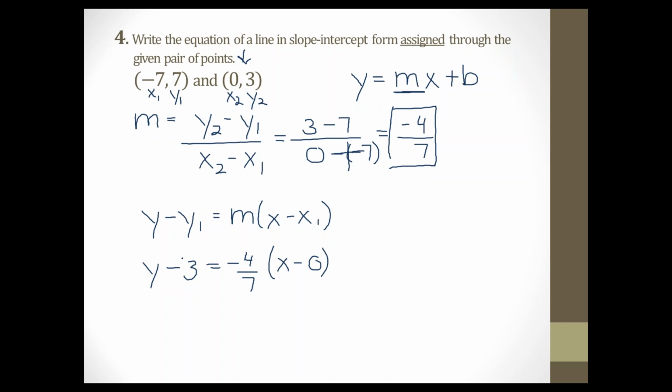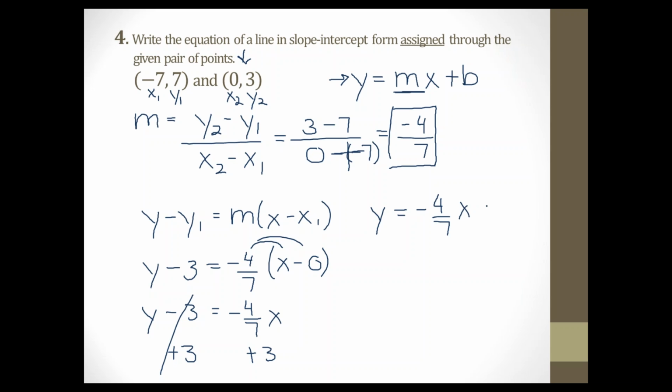I'm going to solve this now for y, so it's nicely in the slope-intercept form, but before I can move the 3, I'm going to distribute to eliminate my parentheses. So y minus 3 is equal to negative 4 over 7 times x. Negative 4 over 7 times 0 is just 0, so I don't really need it. Last step, adding 3 to both sides. And I have y equals negative 4 over 7x plus 3.